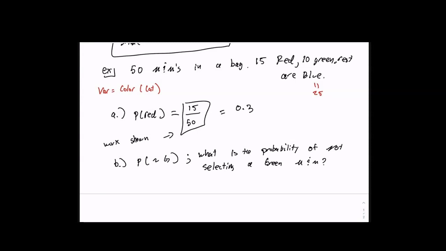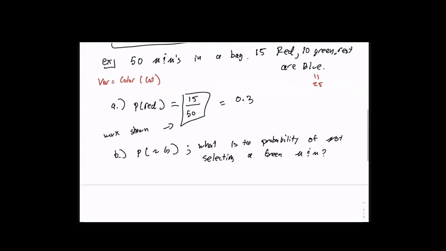Now there's two ways of doing this. We can count how many non-green M&Ms there are. Sometimes the math is very simple. There's 10 green M&Ms. So the probability of not, how many non-green M&Ms are there? Is it 40 out of 50? Correct.